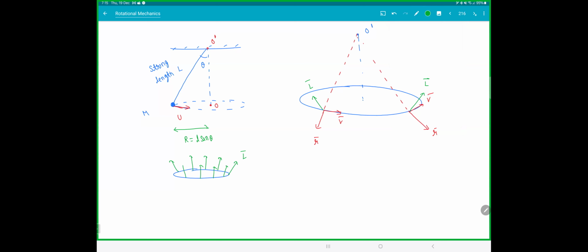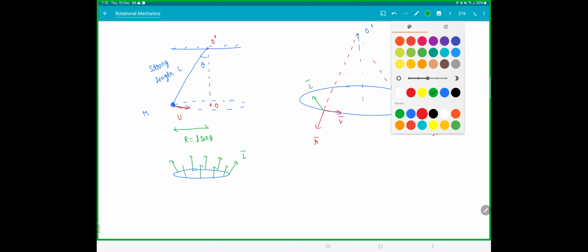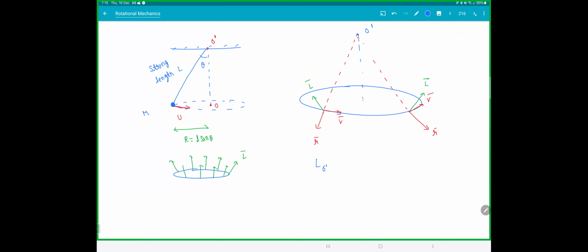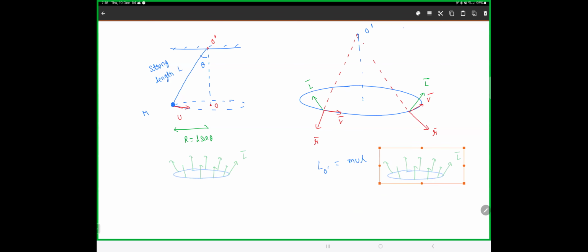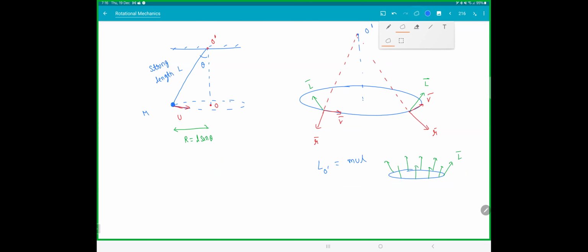Is that making sense, everyone? And what about the magnitude? Magnitude is constant actually. So if you take L about O dash, that will be m into u into L only, because the perpendicular distance is L. But the direction is not constant. It is continuously changing. This is how the direction would be. Magnitude is constant, but direction changes.